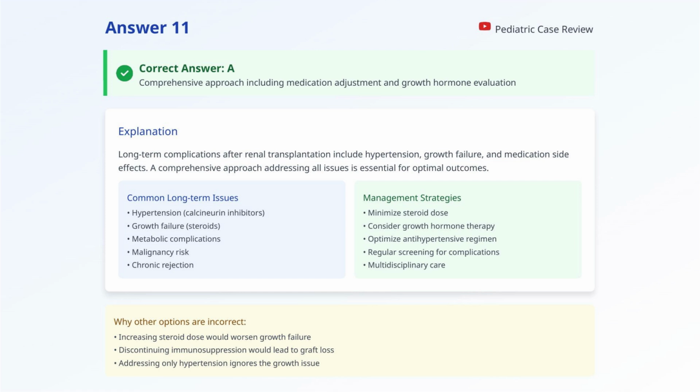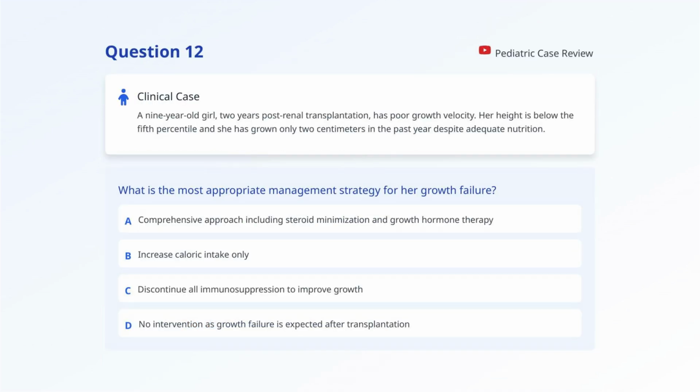A balanced approach addressing all long-term complications is crucial for the child's overall health and development. A 9-year-old girl, 2 years post-renal transplantation, has poor growth velocity. Her height is below the 5th percentile, and she has grown only 2 centimeters in the past year despite adequate nutrition. What is the most appropriate management strategy for her growth failure?